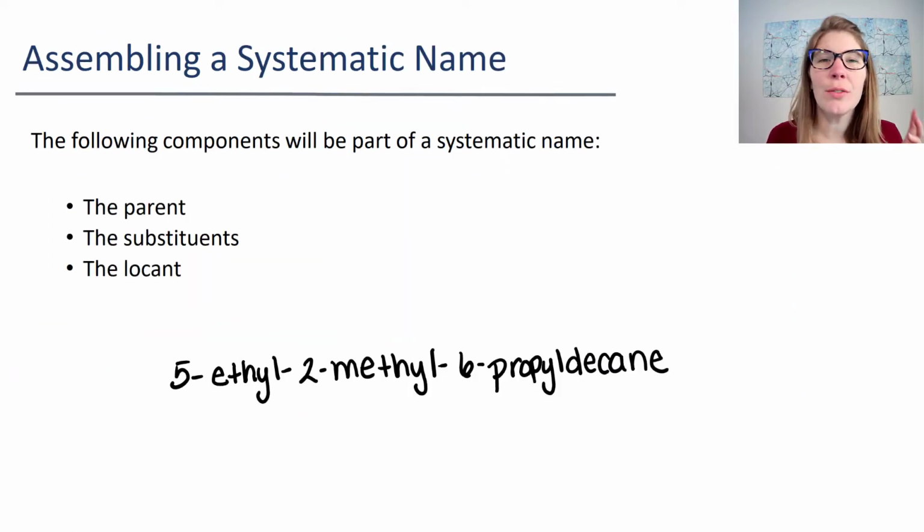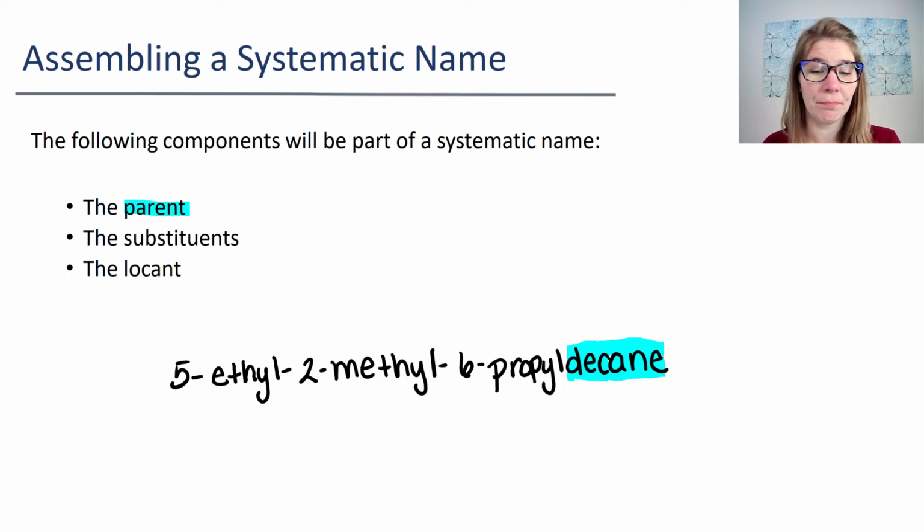Let's look at our first name. This is an example of what a systematic name looks like, and I want to highlight each part of this. The first thing I want to highlight is the parent. The parent is going to be the part that tells you how many carbons are in that continuous section, and it's going to tell you that it's only alkane functionality. So there's no alkenes or alkynes, and don't worry about naming those. We'll name those later on.